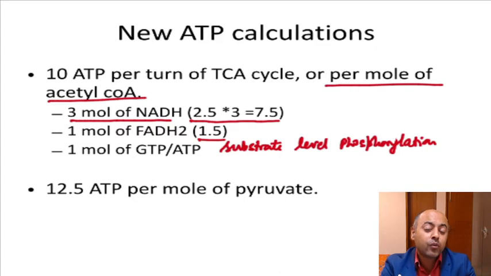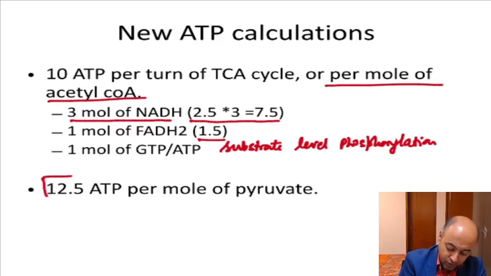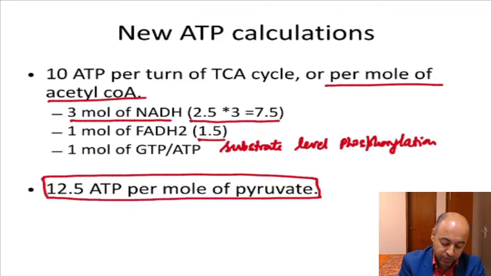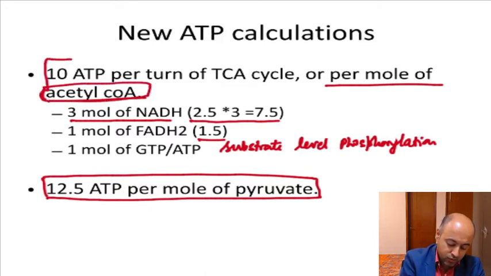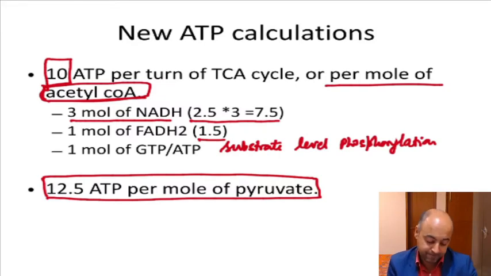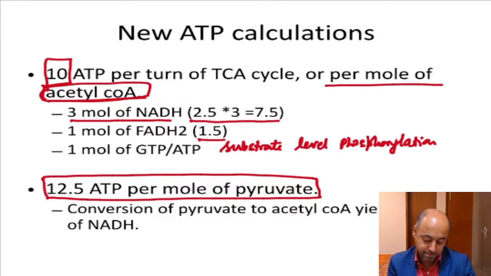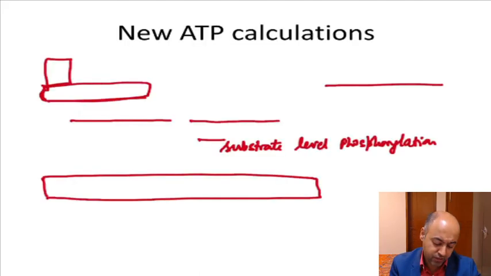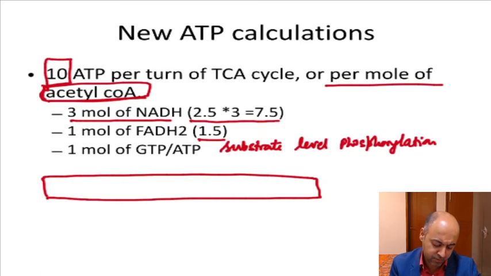If we start from pyruvate instead of acetyl coenzyme A, when the pyruvate is converted into acetyl coenzyme A, 2.5 ATP are formed. So if you start from pyruvate, 12.5 ATP. If you start from acetyl coenzyme A, in that case you get only 10 ATP. So that is very briefly about the Krebs cycle.